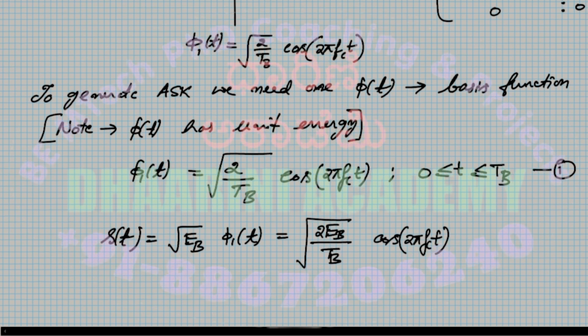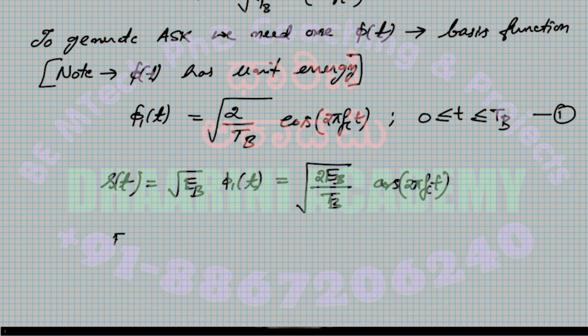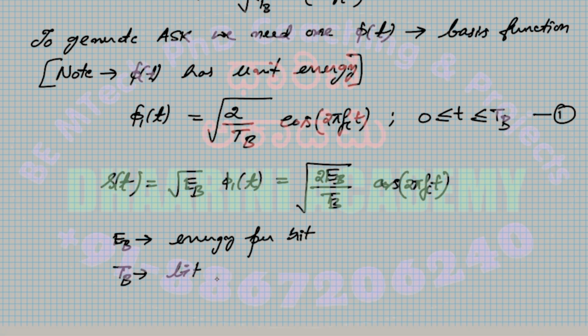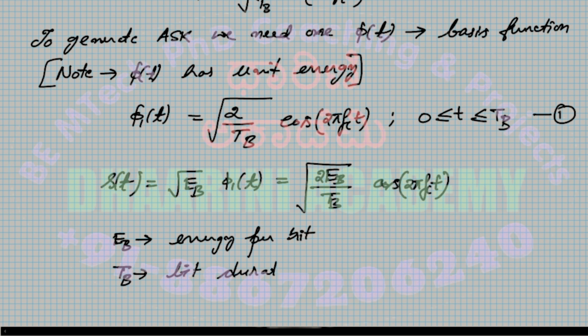Here I'm going to write what the terms used are. What is this EB? The transmitted signal's energy per bit. For one bit, how much energy you are going to send. TB is the bit duration. We need the term FC. What is FC? It's the carrier frequency.